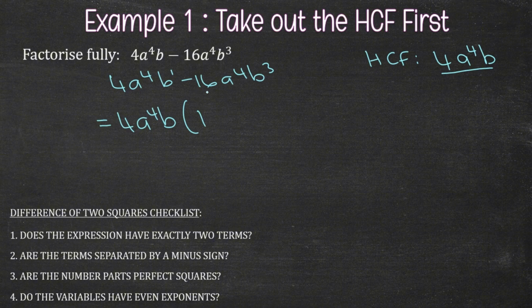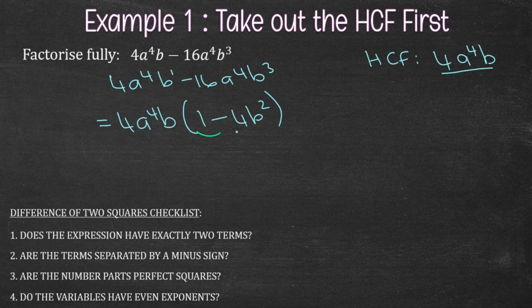Next up, we have this negative 16a to the power of 4b cubed. So I've got this negative 16 divided by 4 gives us negative 4. A to the power of 4 divided by a to the power of 4 gives us 1, so I'm not going to write that down. And b to the power of 3 divided by b gives us b squared. Whenever you divide variables and their bases are the same, you can subtract their exponents, and that's where I got this b squared from.